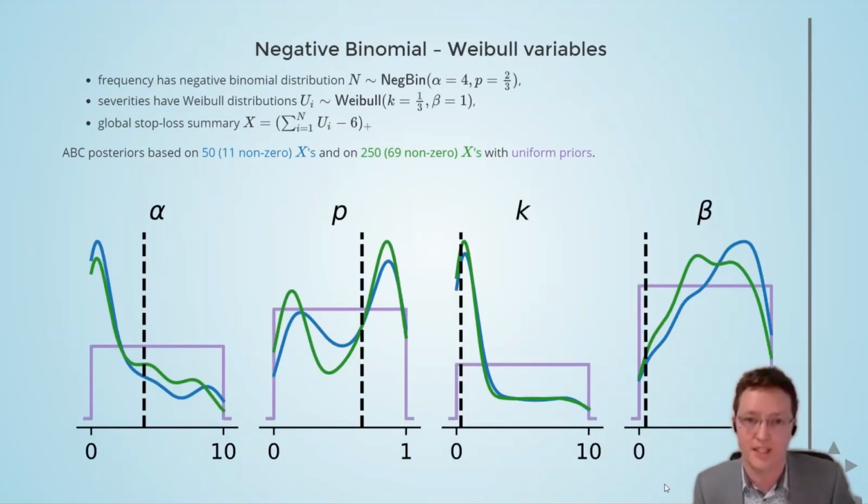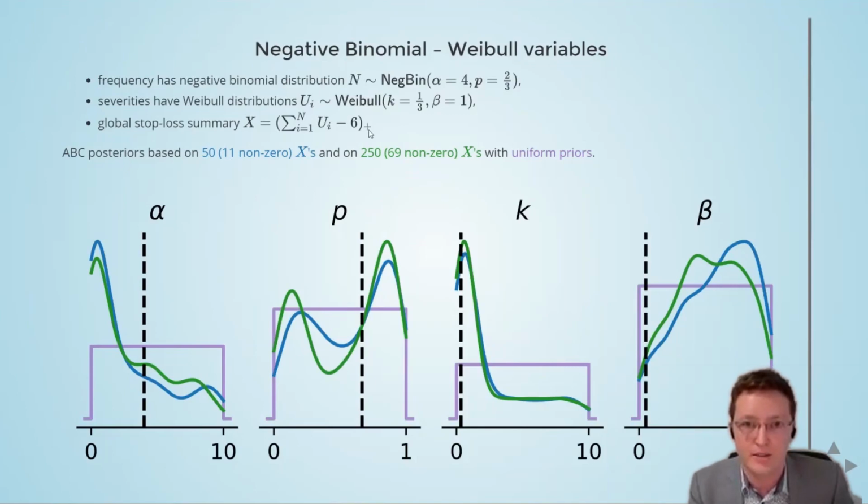The effect of this is that for our sample size of 50, we only really have 11 values which are non-zero. And for 250, only 69 values, which is not very much to work with. And we can see here that ABC comes up with some sort of mixed results.